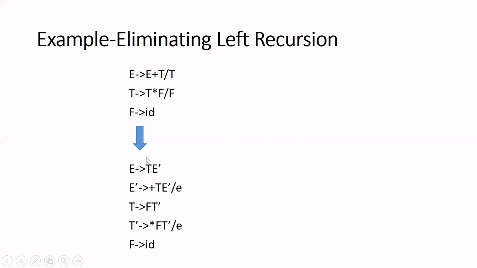So when you rewrite it, A derives beta A dash. A dash is a new symbol which was not present in the earlier grammar. Beta was T, so T E dash, and E dash derives, that is A dash derives alpha A dash or epsilon. So alpha is plus T, and A dash is E dash or epsilon.